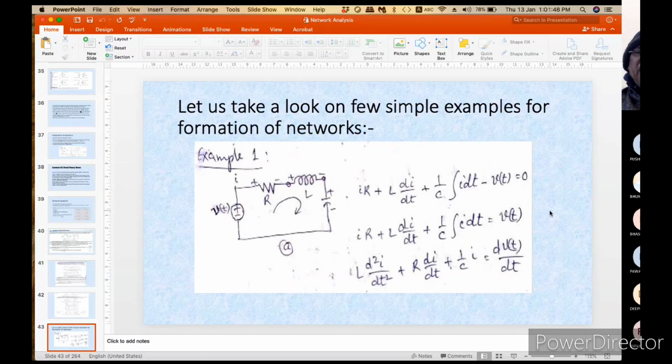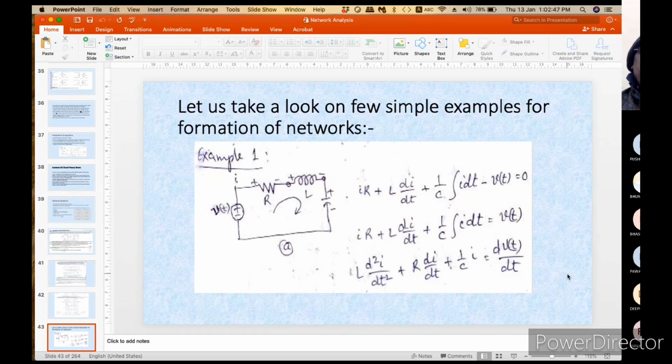Now there is an integration here. To eliminate it, we will have to differentiate once more, because integration and differentiation are opposite to each other. Integration takes area, differentiation takes tangent. So if you differentiate this equation once more, it becomes L d2i by dt square plus R di by dt plus 1 by C into I is equal to dV(t) by dt, and therefore you get the second order differential equation. Understood?